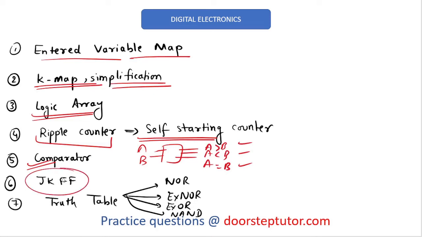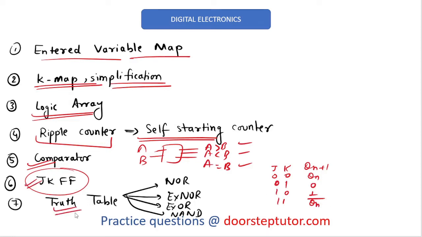There was a question related to JK flip-flop, like when J and K values are 0, 0, then what will be the output? So that will be Q N. When it is 0, 1, that should be 0. When it is 1, 0, it should be 1. And when it is 1, 1, the output should toggle. So like this, a question was asked from JK flip-flop.